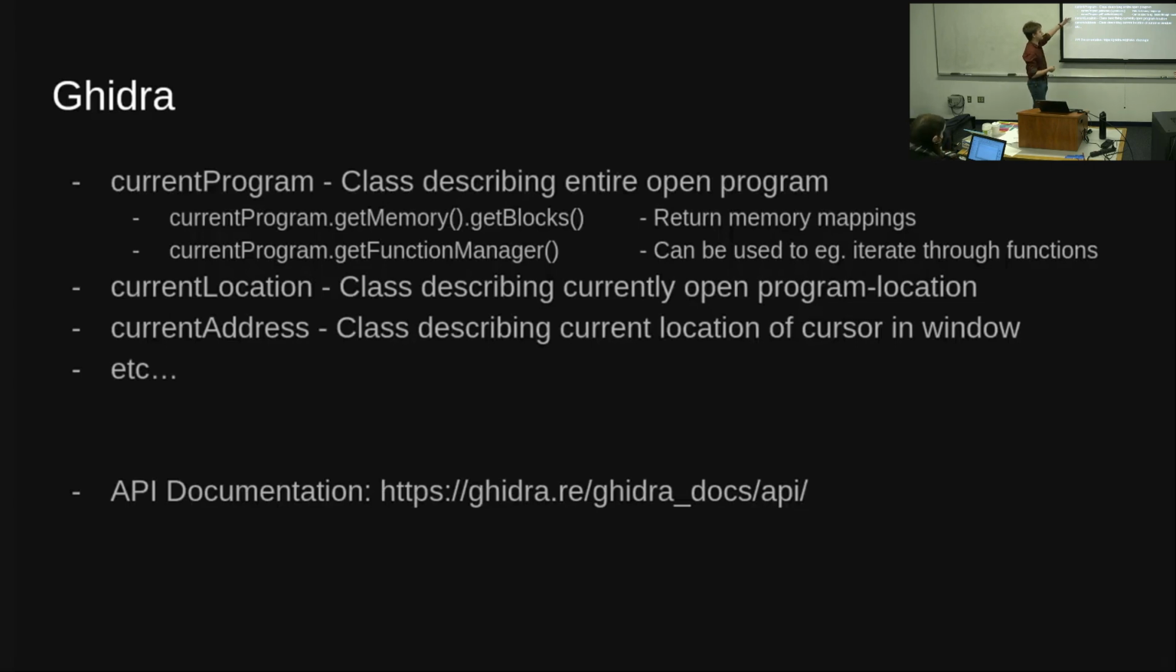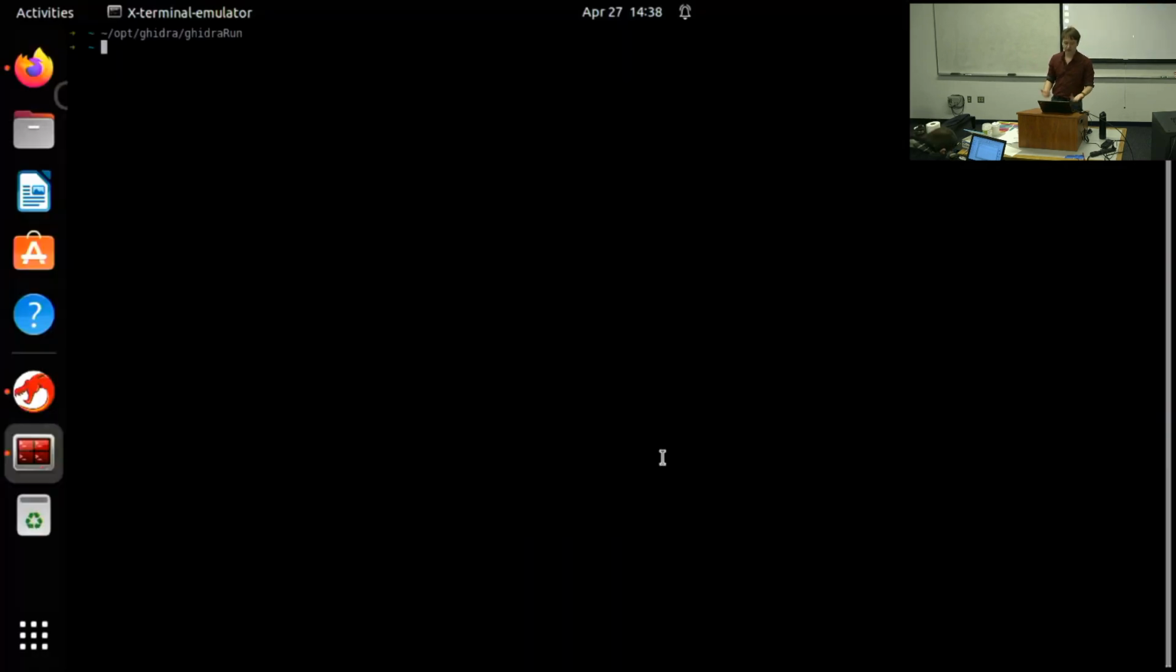It also has some things more specific to your current analysis window, like current location and current address, which are classes you can use to get what is currently under your cursor and make modifications to that. So if you're looking at a specific function, you can use your script to get the current address of what you're looking at and make modifications to that. If you want to read more about it, the API documentation is listed here. And apart from that, I'm just going to showcase how a small Ghidra script might look, a very small one in this case.